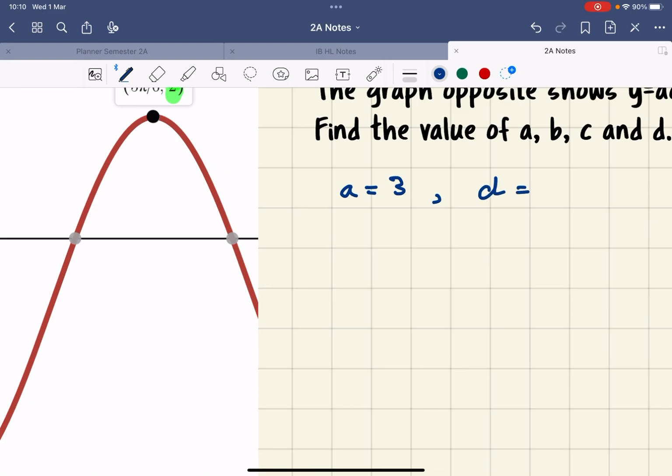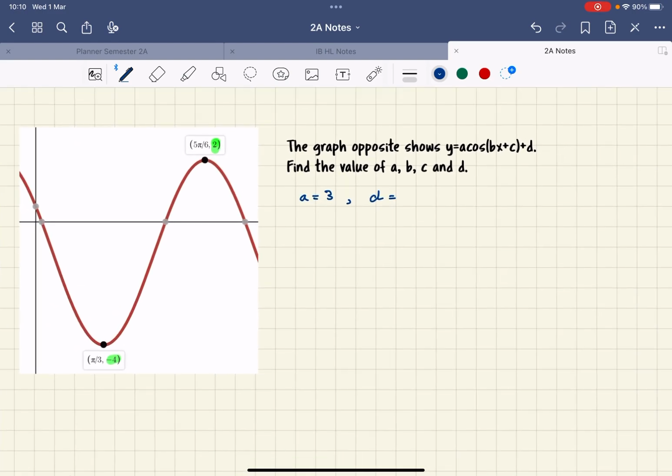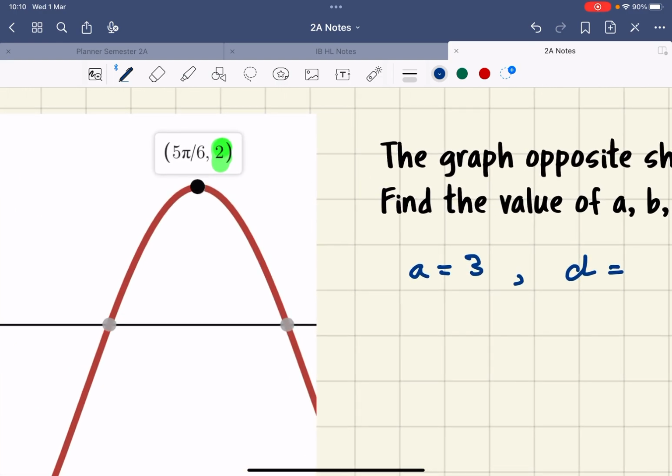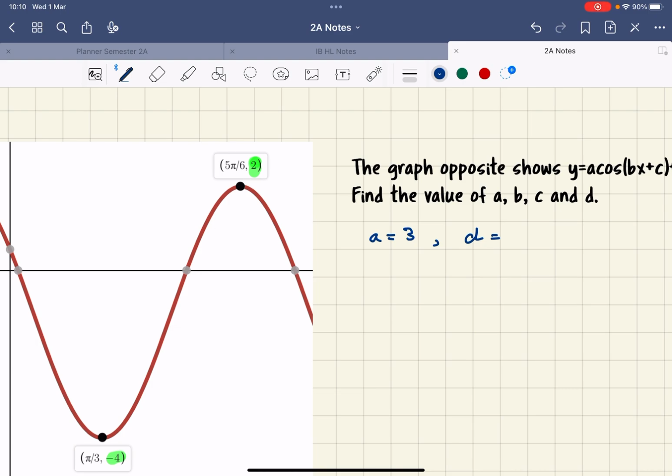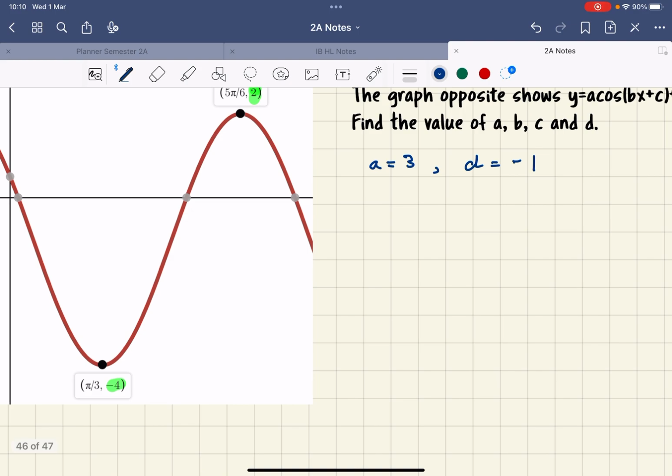Now when I times my cosine graph by 3, the highest point will be 3. Normally the highest point is 1. If I stretch it, my highest point is now 3. Looking here at my highest point, it's 2. So what have I done? I've just taken 1 away. So that was actually a very straightforward A and D.